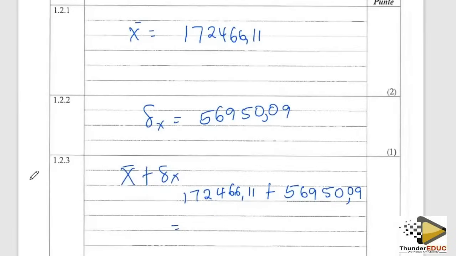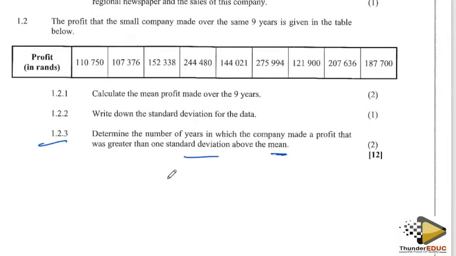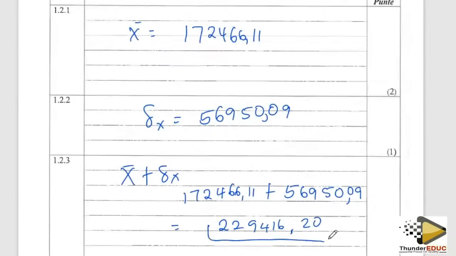So when I do the maths, 172466.11 plus the 56950.09, I'm getting 229416.20. Now the question is asking us, how many years did the company make profit that was greater than what we have? In other words, in how many years do we have profit that is greater than this?